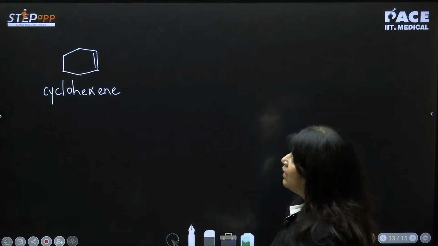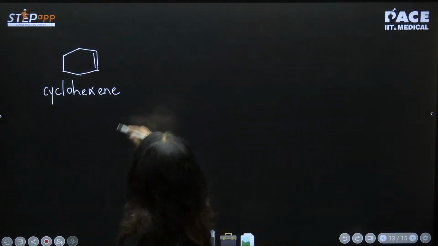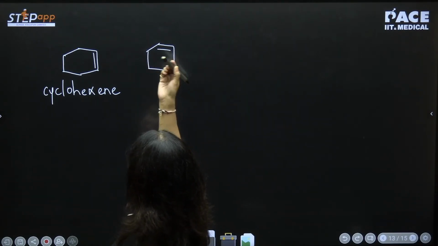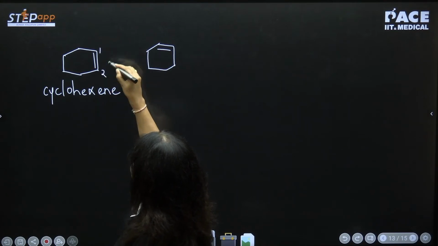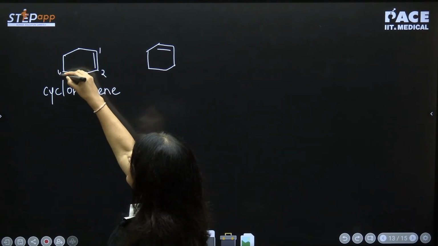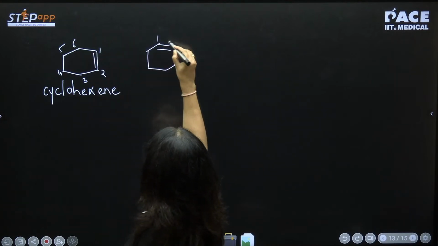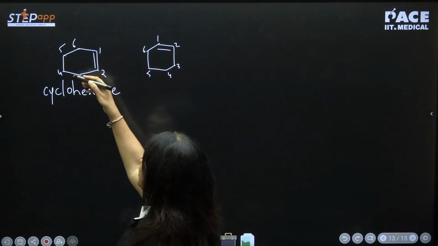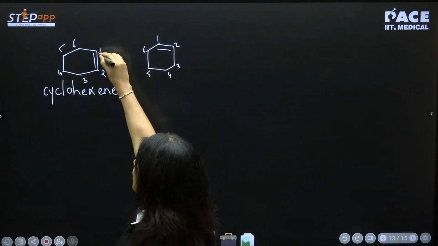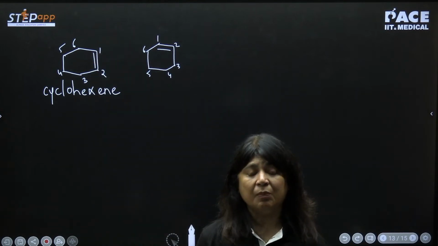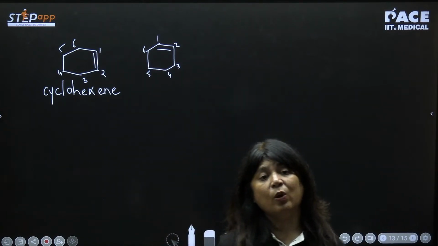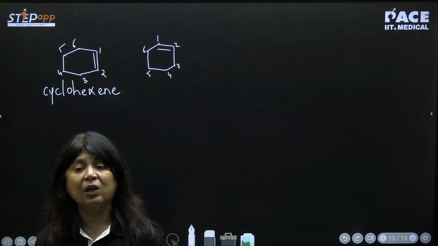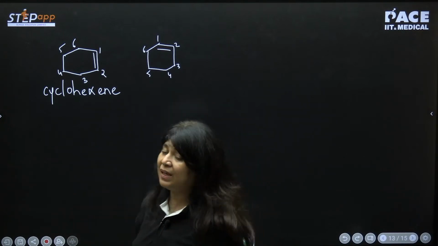I don't have to indicate the number here. The reason is that even if I place the double bond somewhere here or here or here, numbering will not change, because numbering will always begin from the carbon having the double bond. So I cannot have something like cyclohex-4-ene. It is always going to be cyclohex-1-ene. That 1 you don't have to write, because it's always going to be cyclohex-1-ene. So simply write it as cyclohexene.